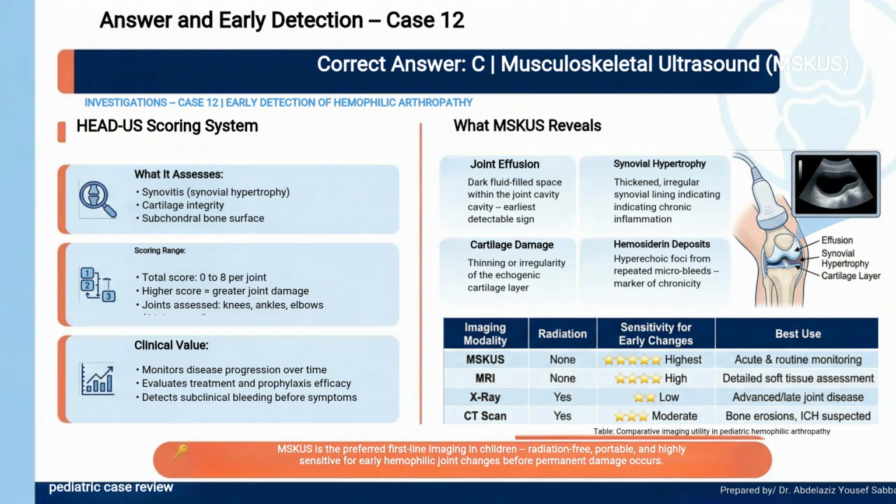What musculoskeletal ultrasound reveals includes joint effusion as the earliest detectable sign, synovial hypertrophy indicating chronic inflammation, cartilage damage shown as thinning of the echogenic cartilage layer, and hemosiderin deposits as hyperechoic foci from repeated microbleeds indicating chronicity. Magnetic resonance imaging has high sensitivity, but is less accessible for routine monitoring. X-ray has low sensitivity and only detects advanced late joint disease. Computed tomography involves radiation and is better suited for bone erosions.